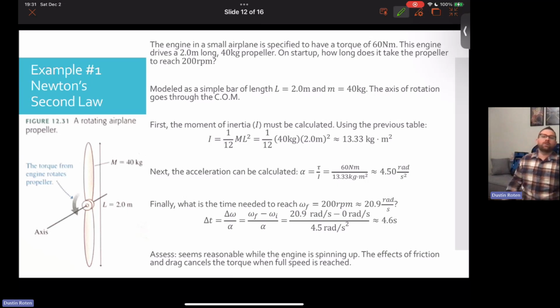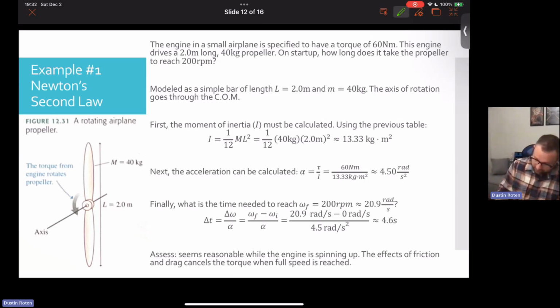Okay, now we went through that pretty quick, but I wanted to get to these examples. I've got three different examples here. It's pretty inclusive. So here we go. For the first one, we've got the engine in a small airplane specified to have a torque of 60 newton meters. This engine drives a 2 meter long, so roughly 6 foot long, 40 kilogram propeller. On startup, how long does it take the propeller to reach 200 RPMs? We want to know how long it takes to go from 0 to 200 RPMs.